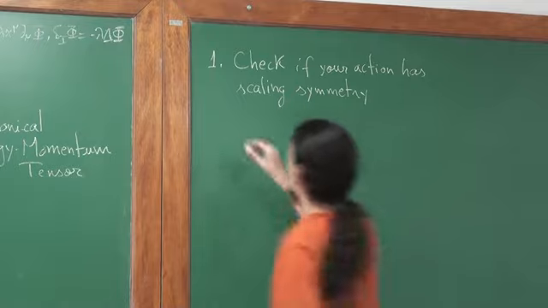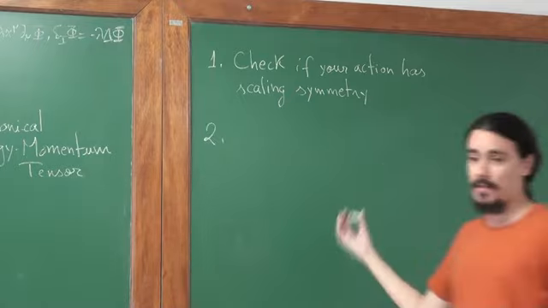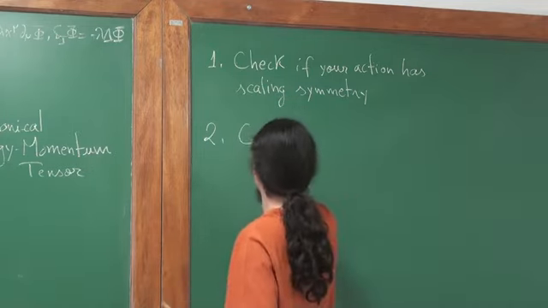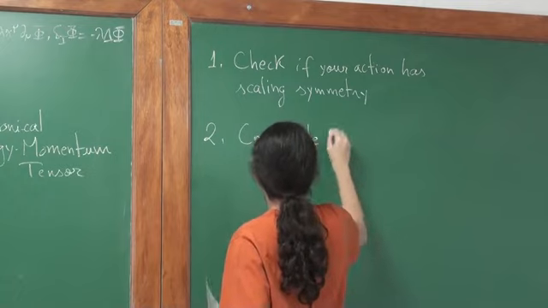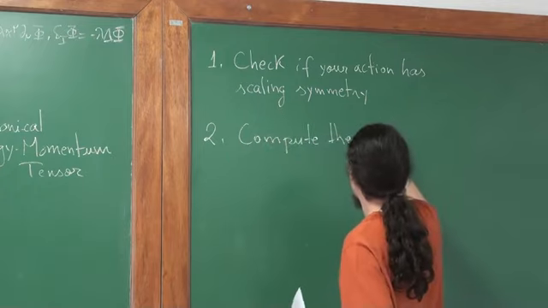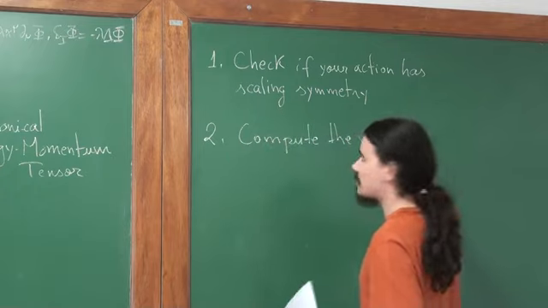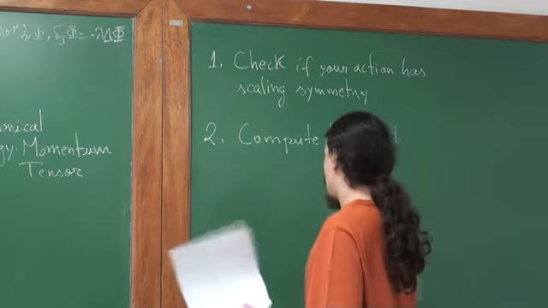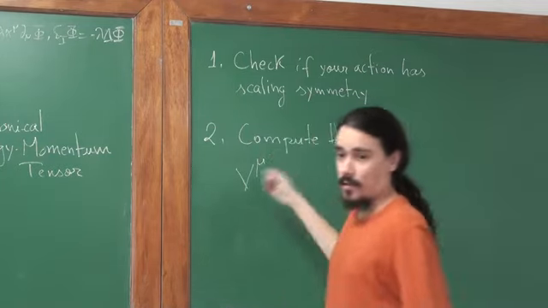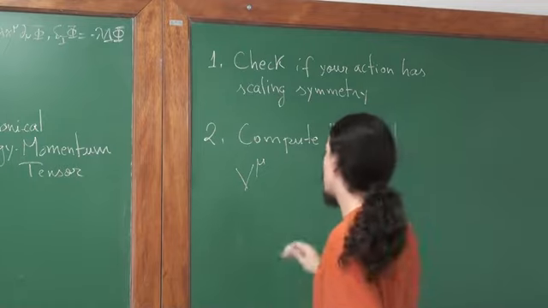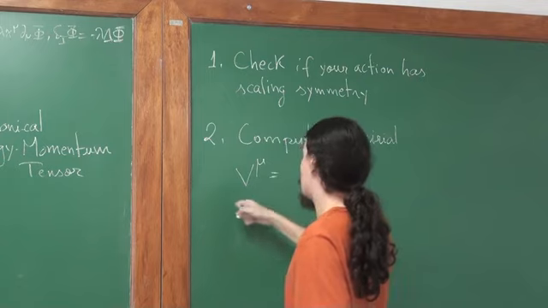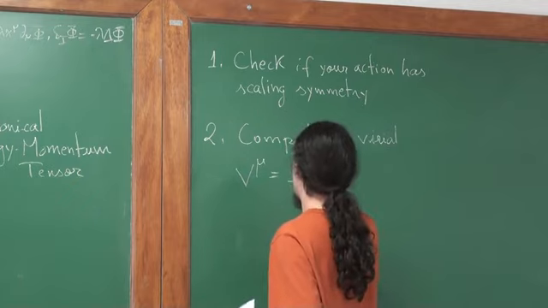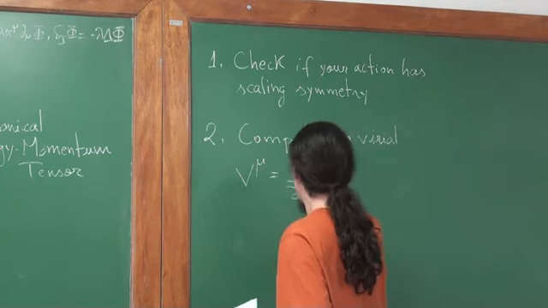This is the first step. If the answer is yes, then you must compute the virial, which in the previous lecture I believe I called delta mu, but the standard name we give it, which I'm going to adopt in this lecture, so you may want to go back later and correct, is capital V. You usually compute this virial, which is given by this formula.